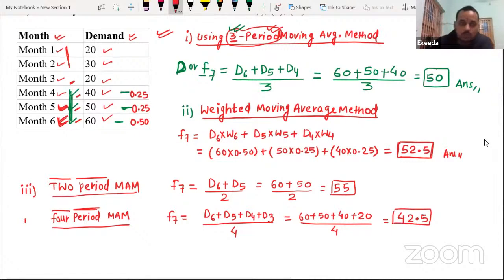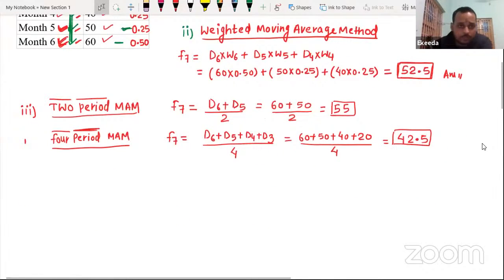Now in this question they are also saying to use 5 periods. What will be the forecast for the 5 period moving average method? So once again, we have to consider the records of the 5 months, because we use the 5 period moving average, and that will start from the latest.